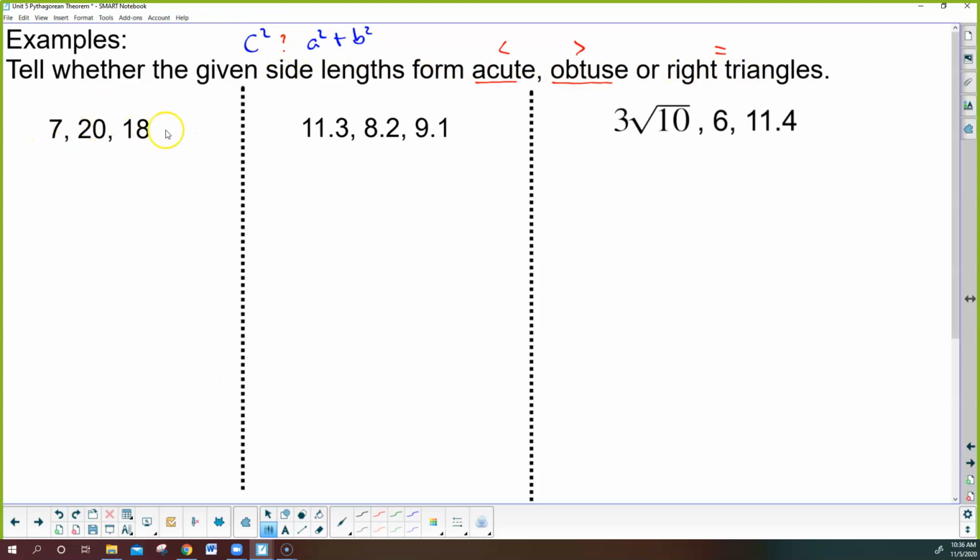So those are the relationships we're looking for. But then the question you have to be careful with is, what is the c value? Right? C is always the hypotenuse. So we have to read the given numbers and indicate which one is c. C is the largest number. It doesn't matter which one I call a or b then.